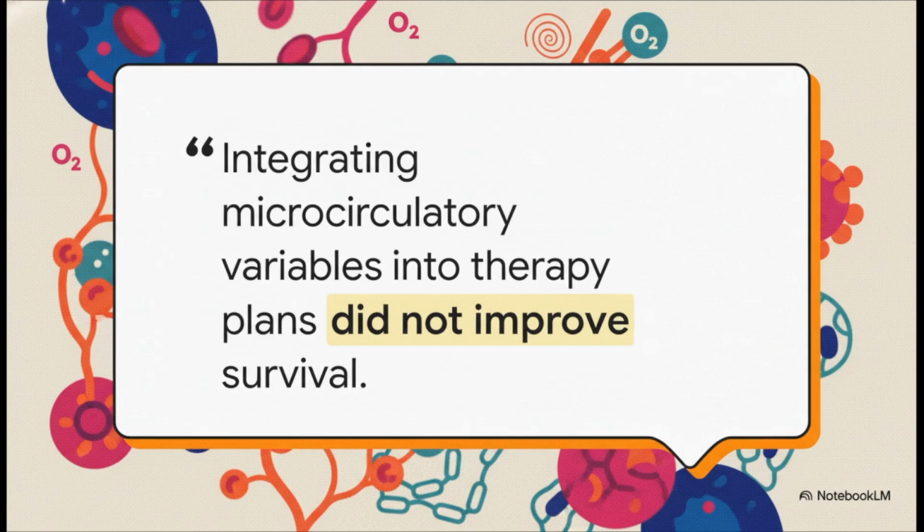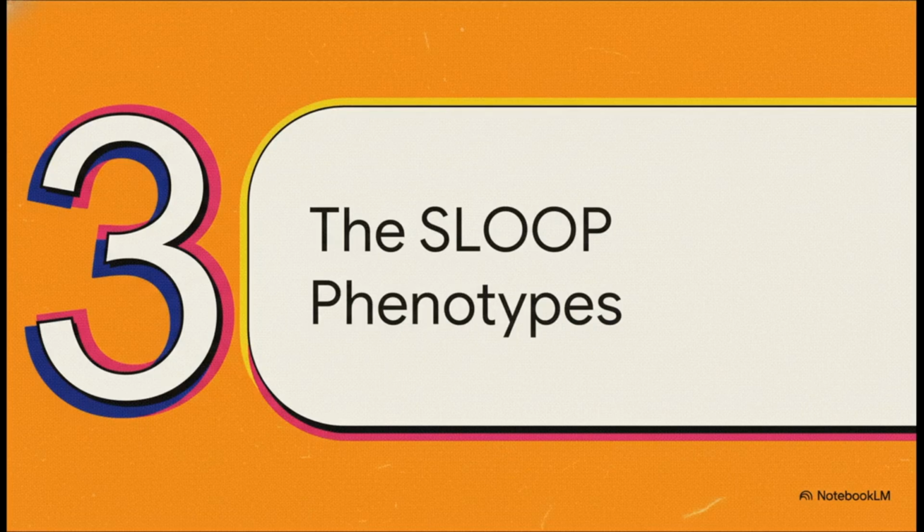So what does that tell us? It tells us that just seeing the problem isn't enough. We have to understand why it's happening. And that brings us to what could be a major breakthrough. Instead of just saying that microcirculation is good or bad, there's a new framework that helps us classify why it's failing. It's a way to bring some order to the chaos and identify distinct patterns of failure.